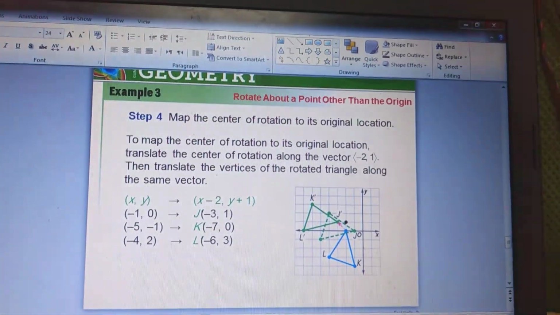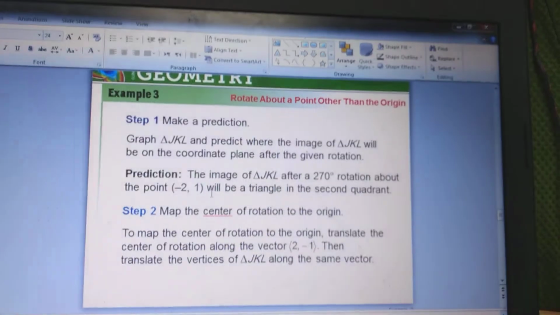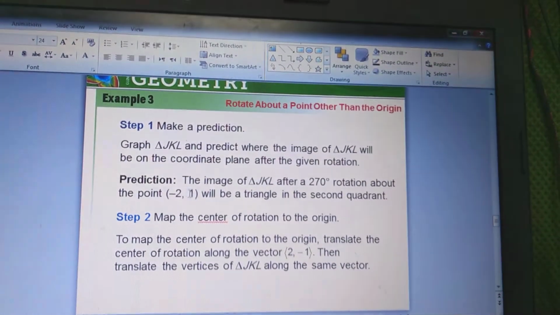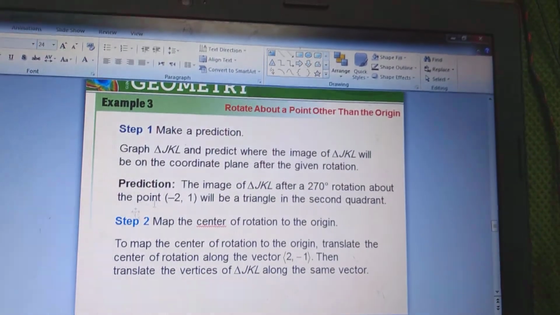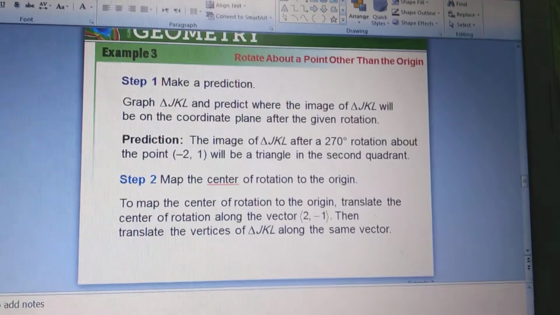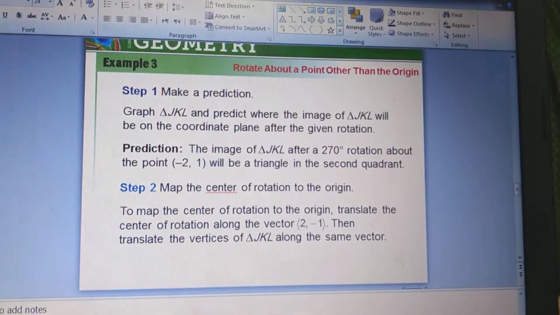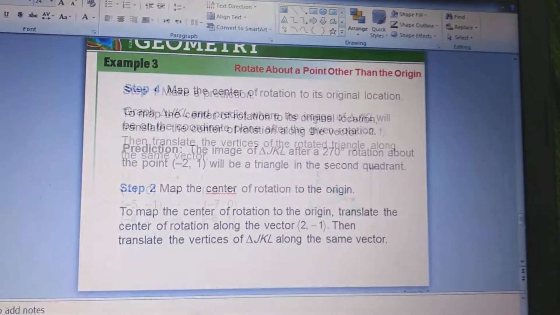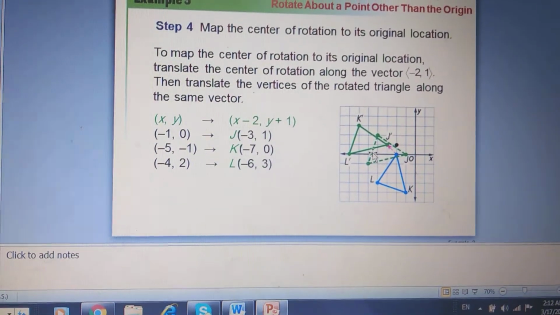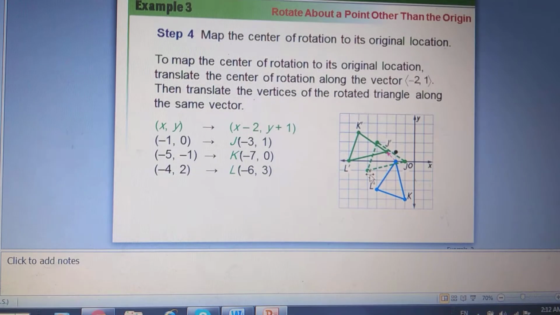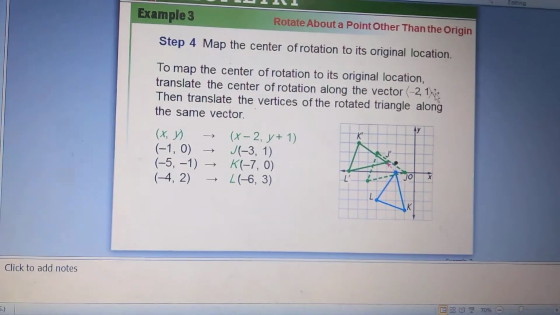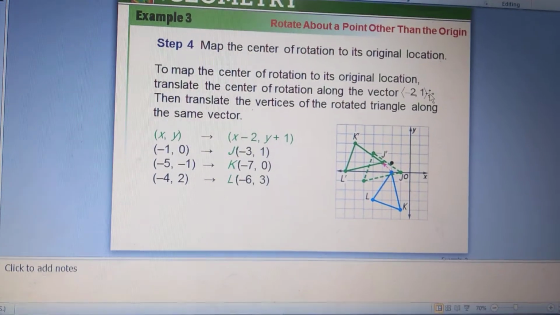Here, you remember this? Rotation about the point (-2, 1). This, at the last step, I make it a vector. And I translate using it. Here. You see? I rotate. Now I translate this triangle depending on the vector (-2, 1), which is the same as the center of rotation.